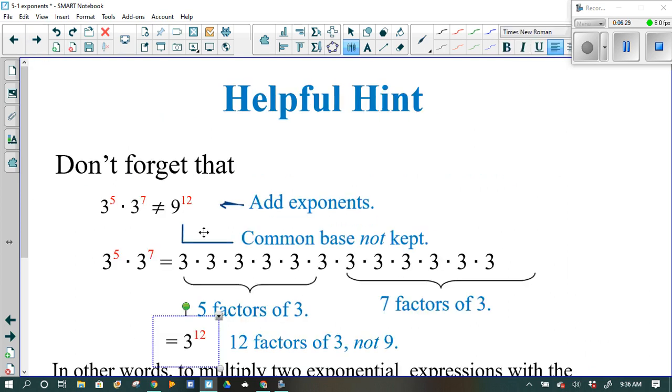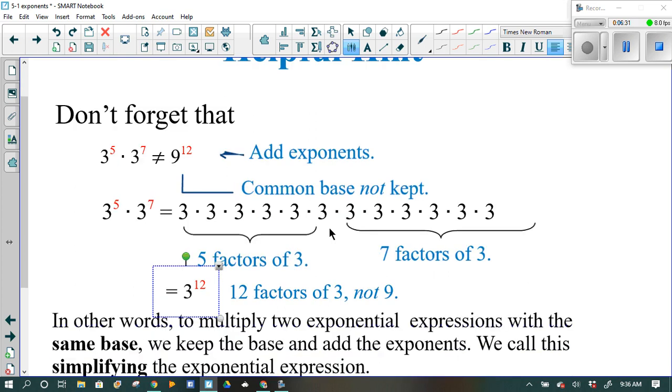All right, so let's look at helpful hints. 3 to the 5th times 3 to the 7th is not 9 to the 12th. You don't multiply the bases and add the exponents. You simply only add the exponents, okay? If it's a 3 here and a 3 here, then it has to be a 3 when you're done, okay? You cannot change the base.